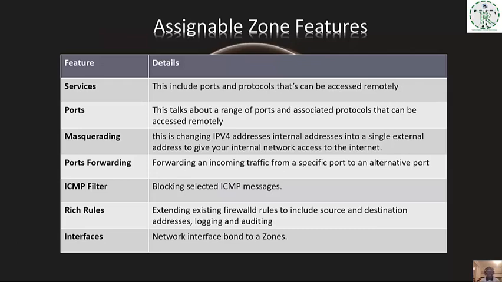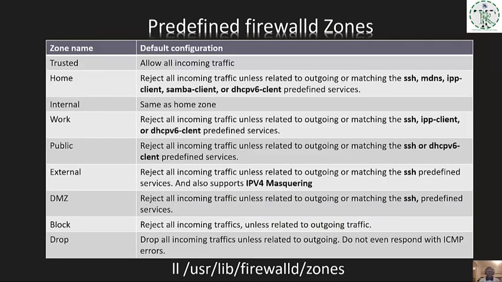For instance, if you have a NIC, you can decide to put that NIC in a specific zone and then bond it to a zone instead of the default zone. Also, there are predefined firewall zones. As I already said, we have 9 of them, and I will give a brief explanation of them one by one.